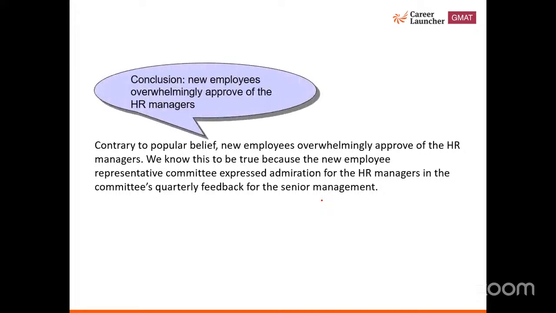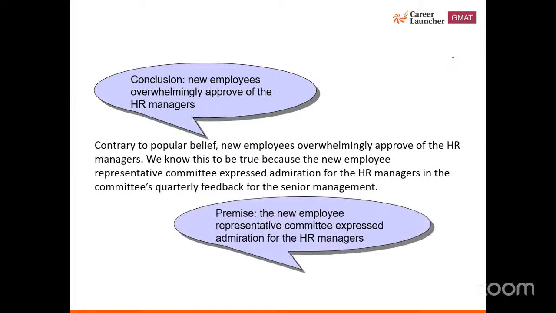All right. So here, if you look at it, the conclusion is that the new employees overwhelmingly approve of the HR managers, right? Now, why are we saying so? Because there is a committee that has expressed admiration for HR managers. This is a typical sample argument where, as you can see, a smaller subset is being generalized to the larger group. That is how any sample argument works: there is a smaller subset, and whatever is true for the smaller group, we generalize for everyone.